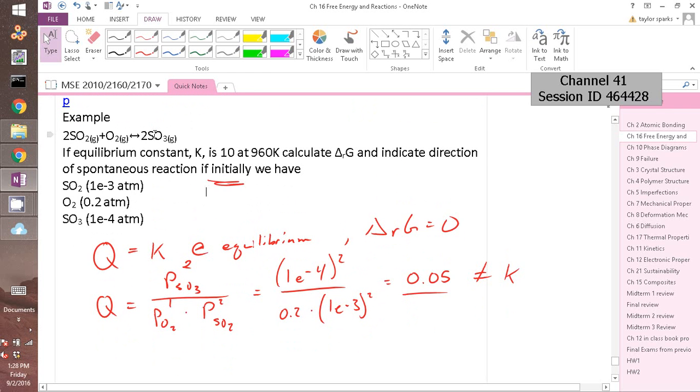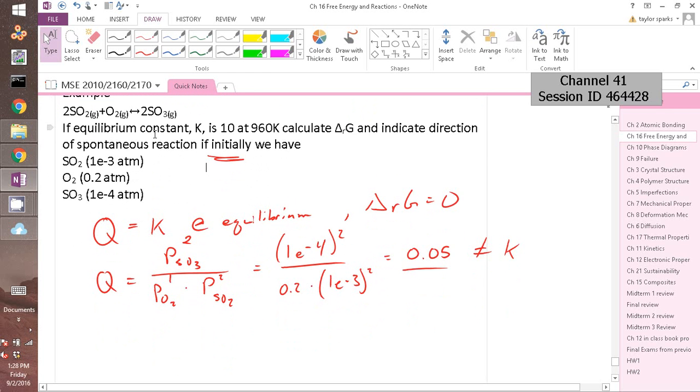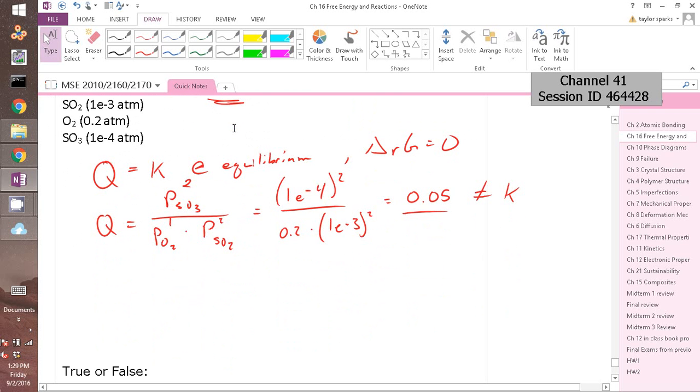Calculate delta Rg. Okay, if equilibrium constant K is 10, so we skipped a step. What do we need to do next? We skipped a step. I'm going to pick on our chemists in a minute because I know they know how to do this. Find delta G what? Delta G naught. Why do we have to find delta G naught? Why was it a problem that we skipped that step? Because you need to find the free energy component first.